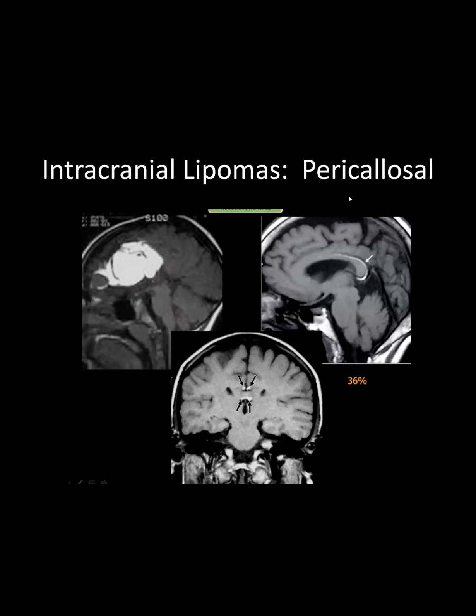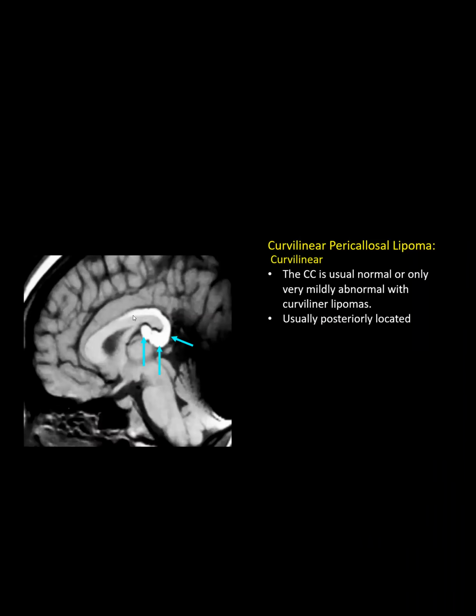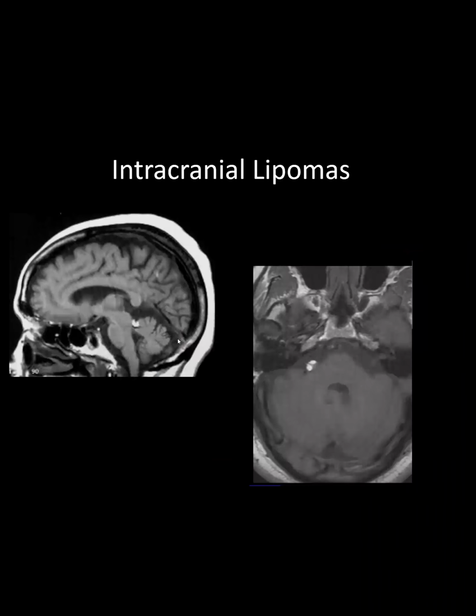These are congenital. They often have nerves and vessels coursing through them, so you typically don't want to resect these unless it's causing some kind of major issue for the patient. So this is the tuberonodular type that I was telling you about. It's going to be more anteriorly located, and this one has a high association with other brain malformations, including agenesis of the corpus callosum. This is the curvilinear kind, which is more likely to be benign.